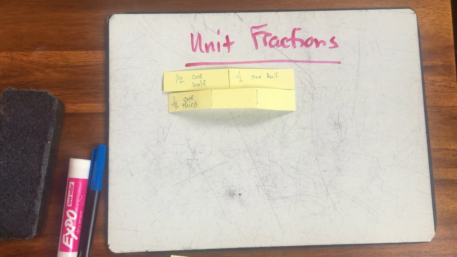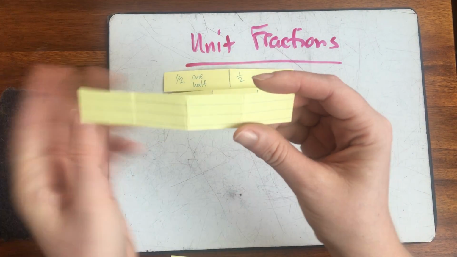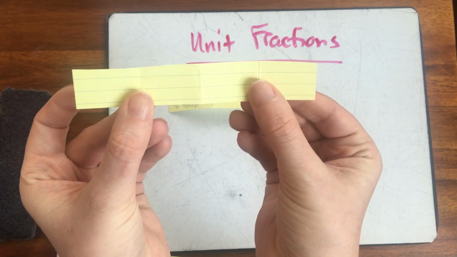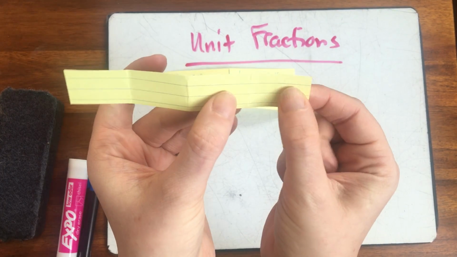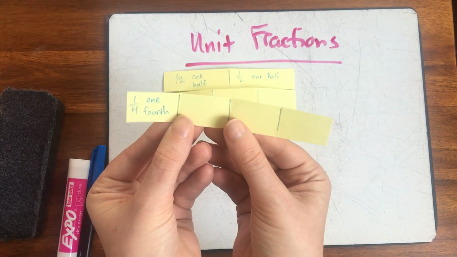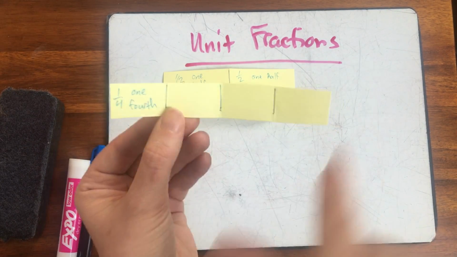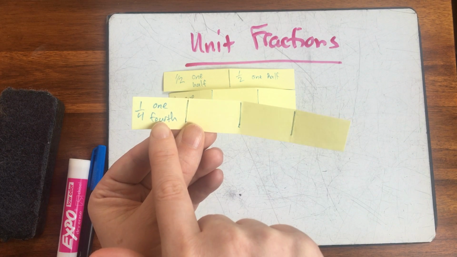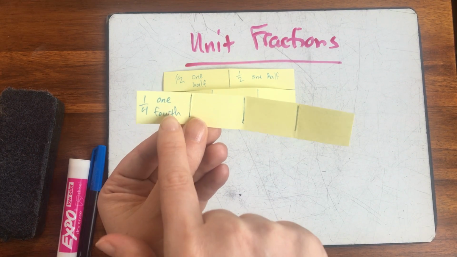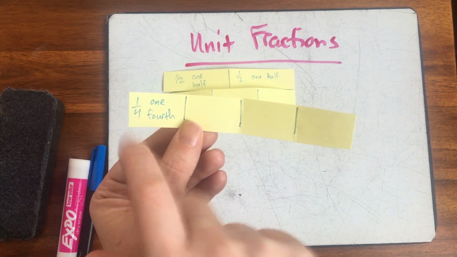Now let me show you my next one. In this strip of paper, I folded it into 4 pieces. 1, 2, 3, 4. And this time, the unit fraction is 1/4. There's 4 fourths altogether, but the unit fraction, 1 piece, is 1/4.